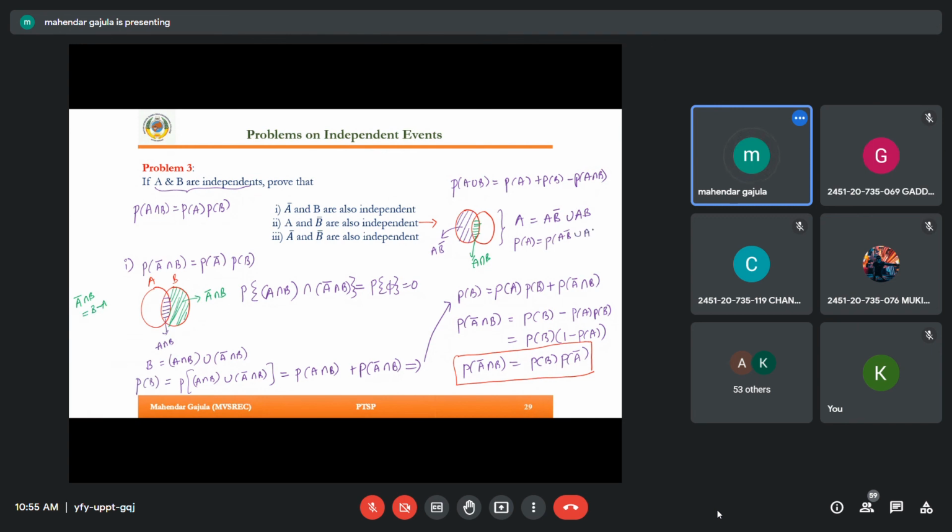Next, you apply the A union B formula. Anyway, A B bar and A B are mutually exclusive, so there is no intersection. That is 0. You isolate the probability of A B bar and apply probability of AB equals probability of A into probability of B, and you will get 1 minus probability of B, so that is nothing but probability of B bar.